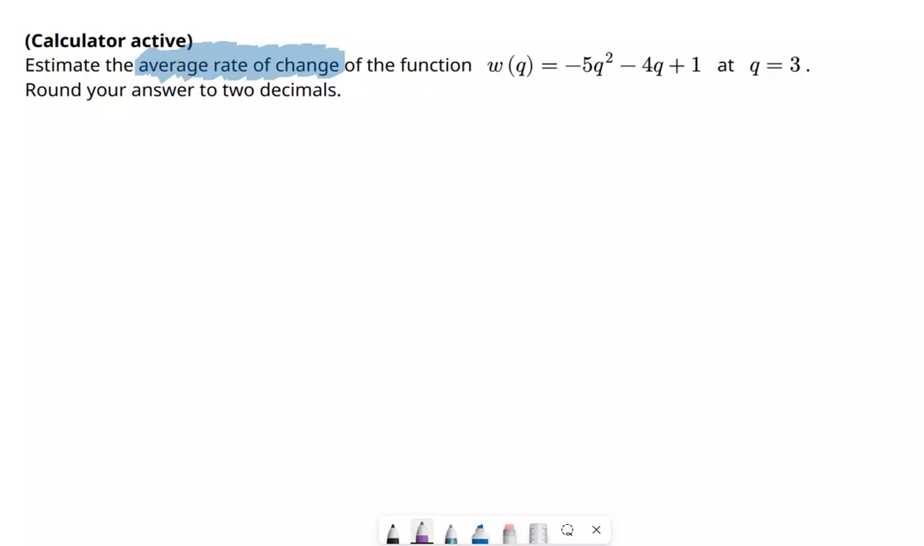What is the average rate of change? I've highlighted that here. And bonus points if you remember that when you say average rate of change, we're really just saying slope. This is a big idea in calculus. And I want to draw you a picture.